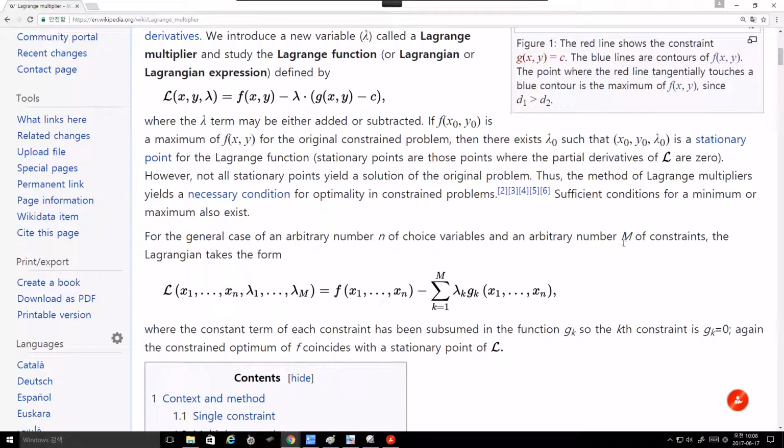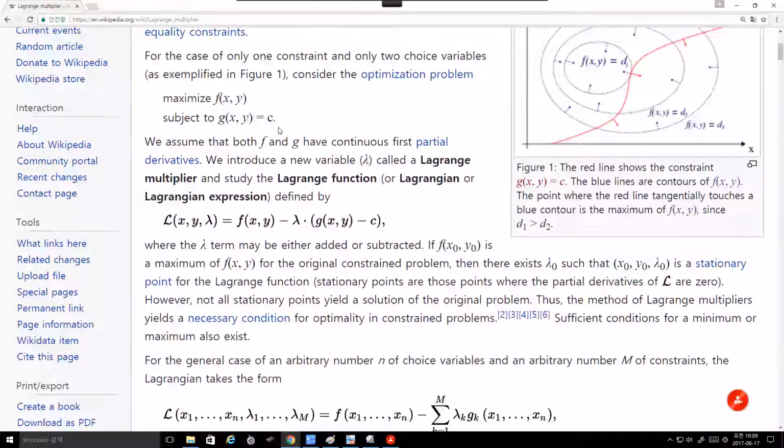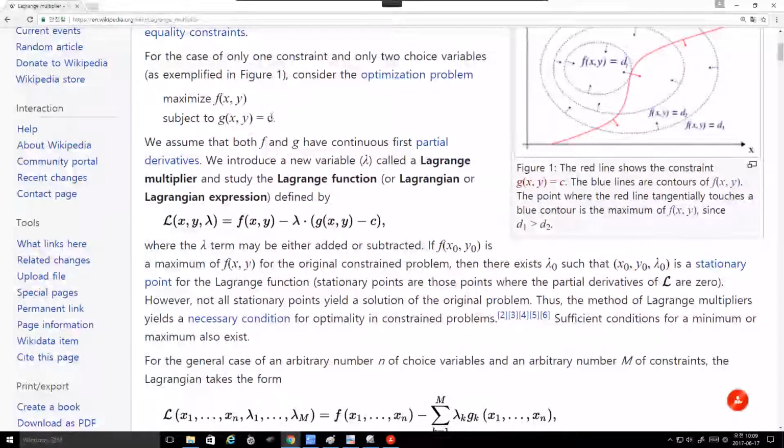For an arbitrary number m of constraints, the Lagrangian takes a form where we now have new arguments, x1 to xn and lambda 1 to lambda m, where the constant term of each constraint has been subsumed in the function gk, so that the k-th constraint is like this one. Right? Here we can move c over here, then we can make this one 0. So this is for convenience, a combined notation. So we are moving this one over here.